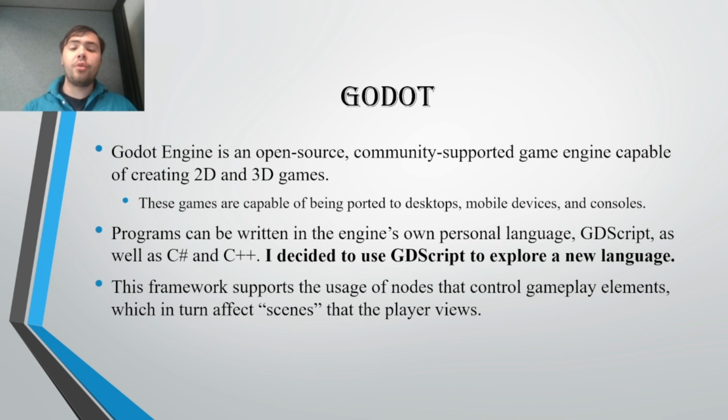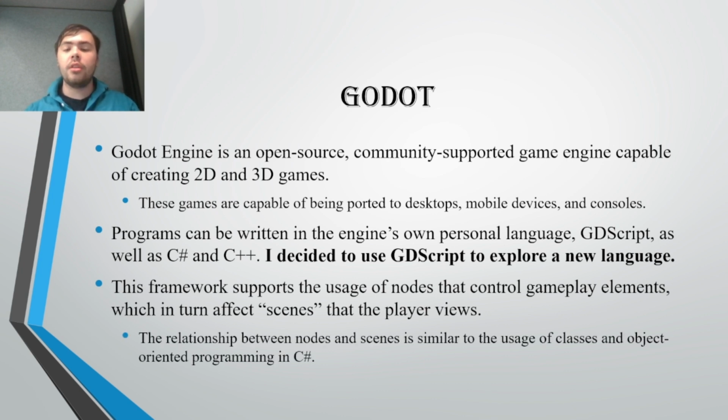Now, Godot supports the usage of nodes, which are sort of like classes in C#, to control gameplay elements and events, which in turn affect the scenes or screens that a player would view while playing. The interactions between nodes and scenes is similar to what we've gone over concerning classes and other object-oriented principles, in which certain objects and elements interact with each other to produce a finished result.